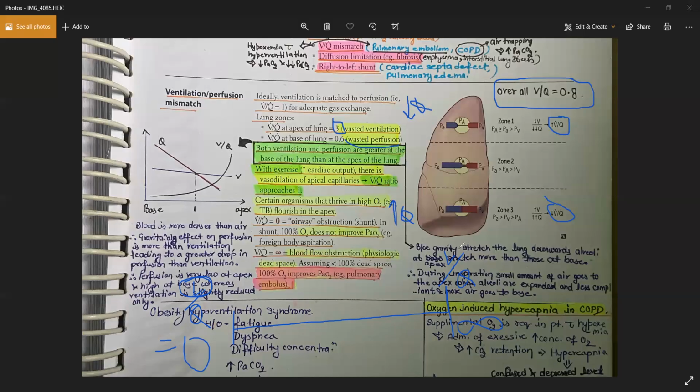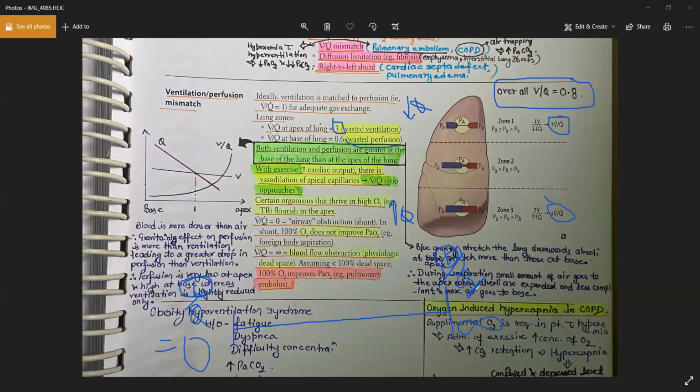Now this infinite VQ condition happens whenever you have ventilation, airflow, but you do not have the blood flow. That means any case of embolism, for example. Whenever you have a ventilation, but no perfusion, you will call it a dead space.